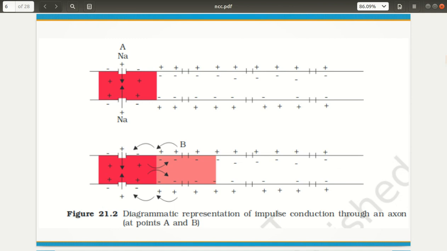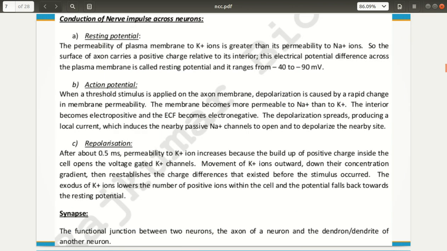Now this is a diagrammatic representation of the impulse conduction through an axon at point A and point B. So you can see the sodium ion involvement and the movement of the impulse from point A to point B, the impulse conduction, we can notice that. So the conduction of nerve impulse across neurons, you can study it under three subheadings, that is the resting potential, action potential and repolarization.